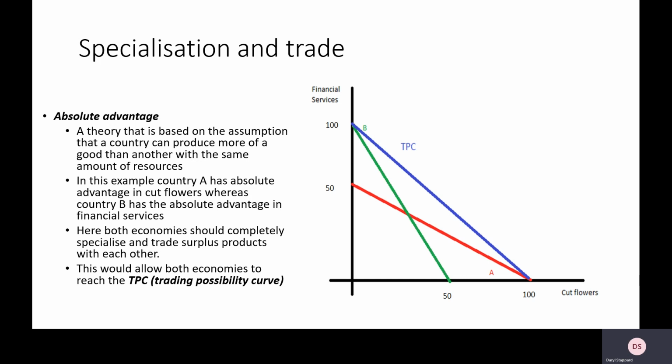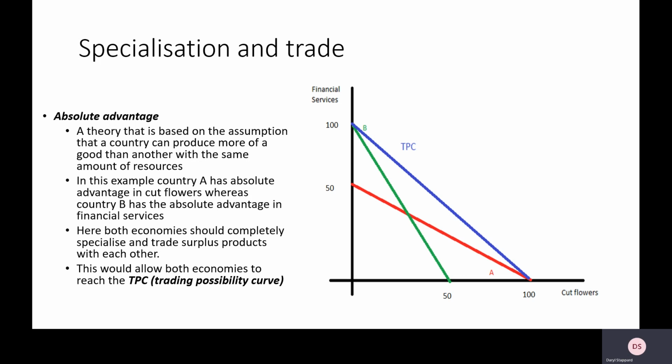Now, the idea would be that the economies, rather than trying to produce both outputs in their economy, they should specialize in what they've got the advantage at the production of. Now, what this would do, it would lead to an improvement in living standards in both countries. And this can be shown by the trading possibility curve. So country A would now specialize 100% in making cut flowers.